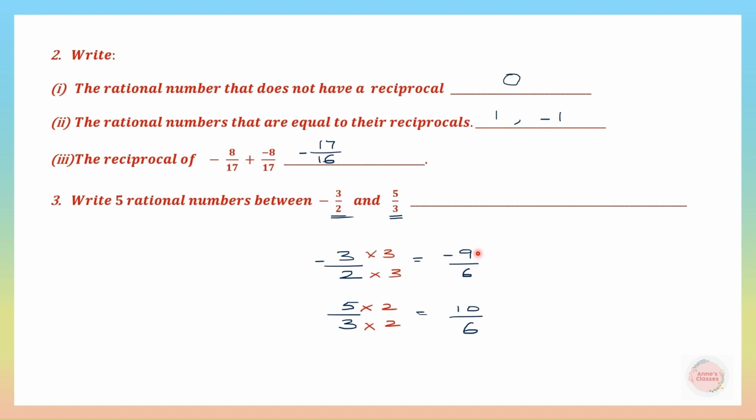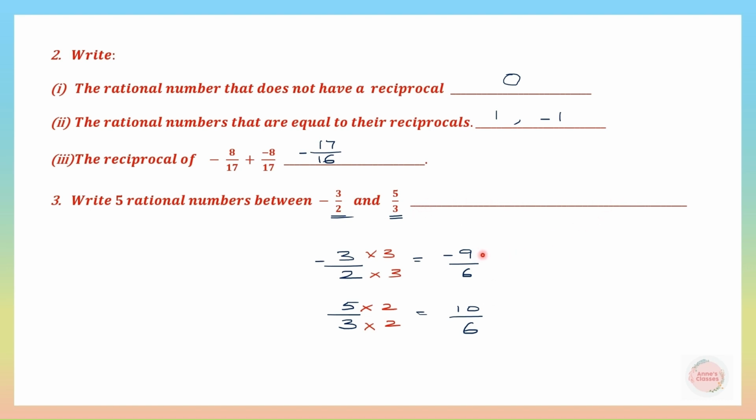Now here, since there's a big gap between minus 9 and 10, this is a negative number, this is a positive number. Imagine a number line and imagine where minus 9 will be and where 10 will be. There are many numbers between minus 9 and 10, isn't it? So in this case, you just have to pick out any 5 numbers between minus 9 and 10 on the number line and write them as your 5 rational numbers.